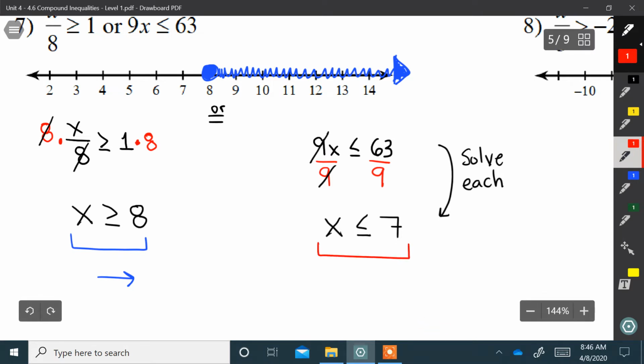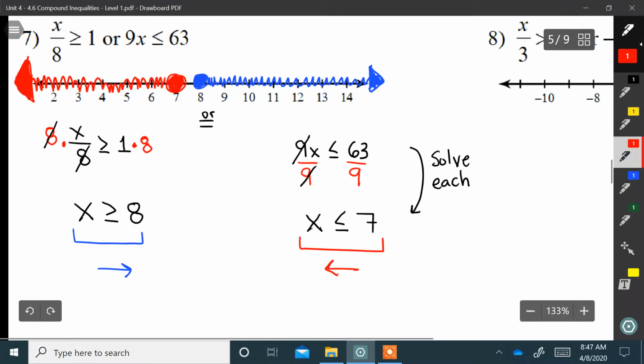This one here says that x is less than or equal to 7. So we're going to graph that way. So we're going to put a, let's see, it's going to be a closed circle. So we're pretty much graphing everything except for that section right there. Okay? All right, very good.